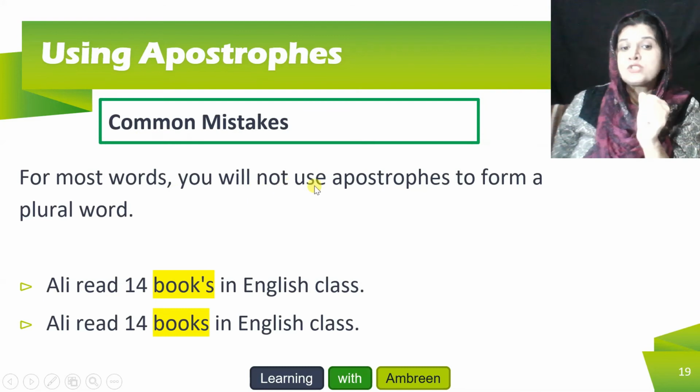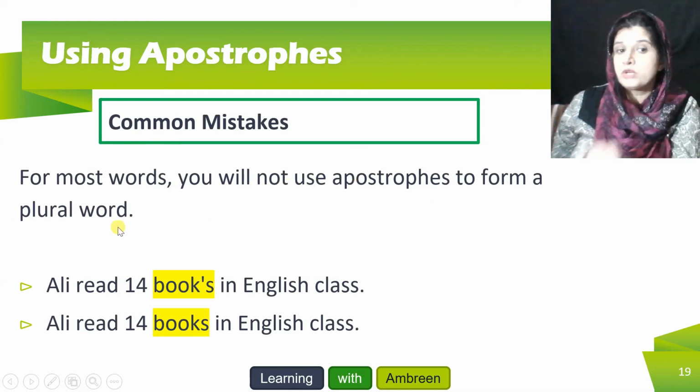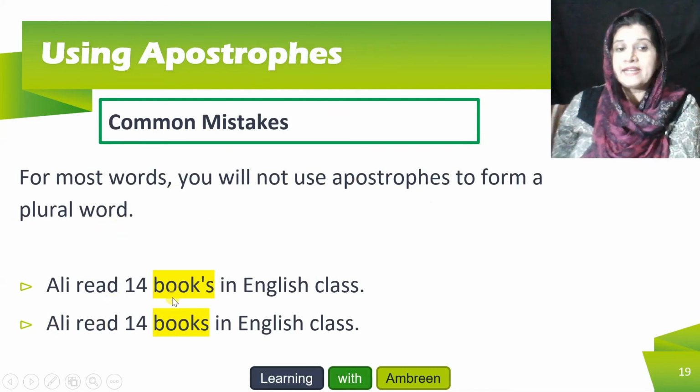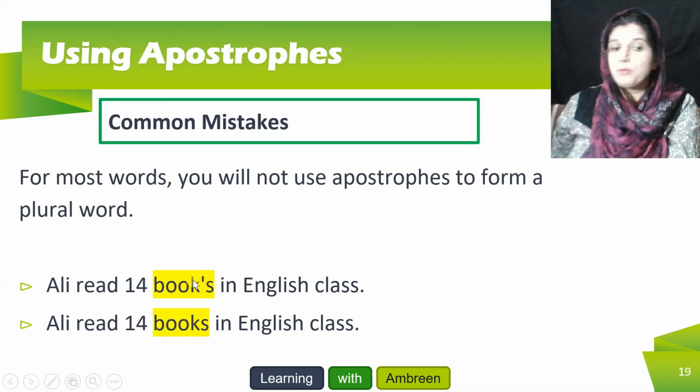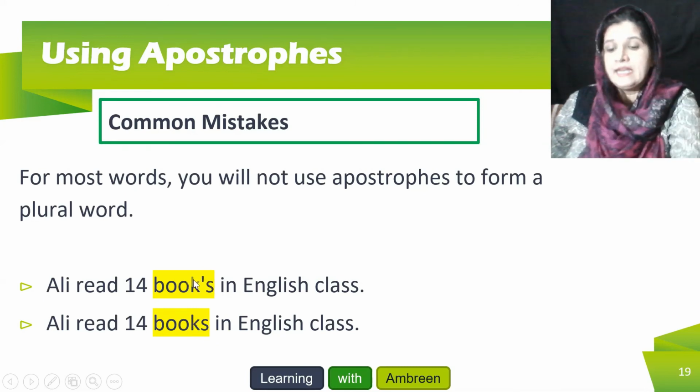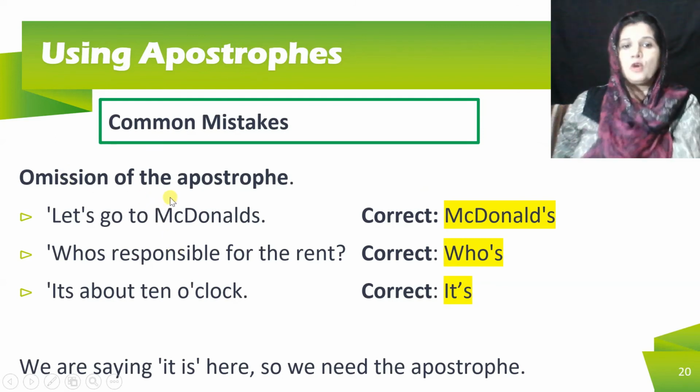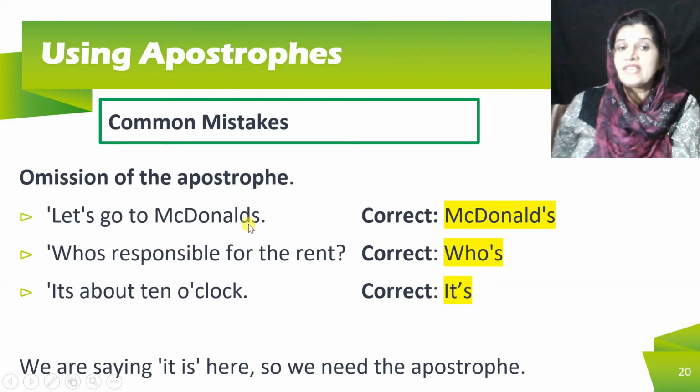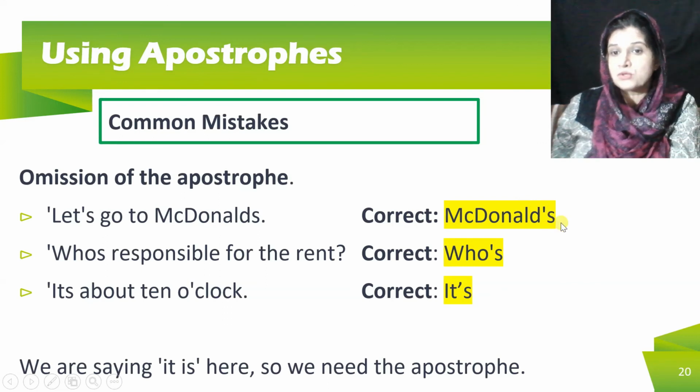For most words, you will not use apostrophes to form a plural word. Like Ali read 14 books in English class. So if you just want to show the plural, you don't need to add an apostrophe here, right? Next, omission of the apostrophe. Sometimes we add only s and we forget the apostrophe, so that's a mistake. Let's go to McDonalds. This is wrong. You need to add apostrophe s.